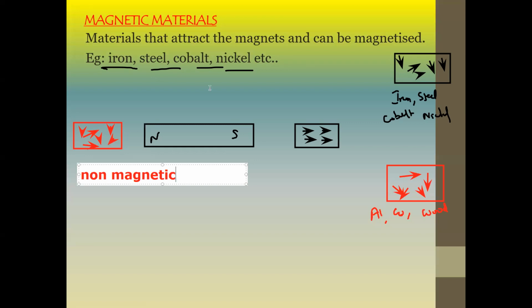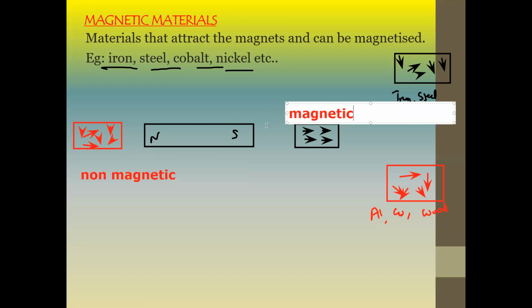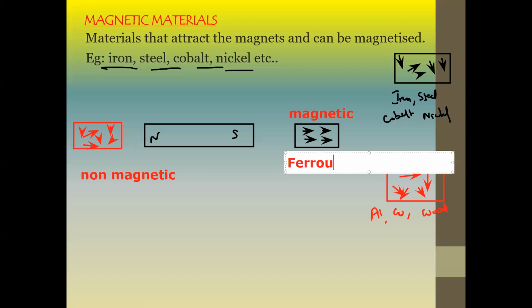and the material in which the domains align, we call them magnetic. And magnetic materials are also known as ferrous material. Ferrous is from the chemical name of iron, ferrum, because it was believed that only iron is a magnetic material. It was a belief only, but later they found that it's not only iron. There are many other materials which can be magnetic, but because of the old name of iron, they thought only iron behaves like a magnet, so they called them ferrous material.